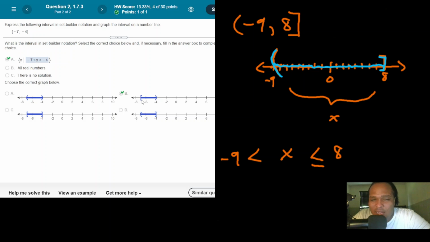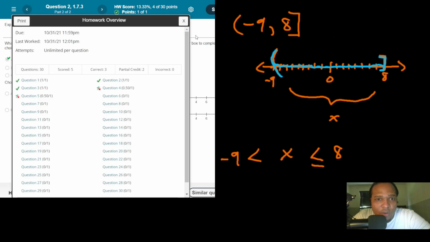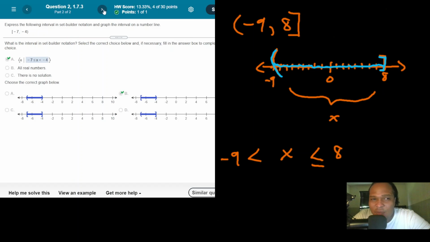Let's make sure the right-hand sides are correct. So on the right-hand side, we have less than -4, and there should be a parentheses there. So over here, we don't have a parentheses at the -4, but we do here, and that's why this is the answer. So we have plenty of practice. I think there are 30 questions on this one. Let's just keep on going.